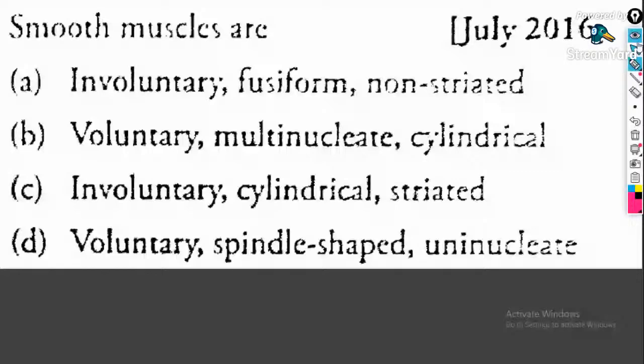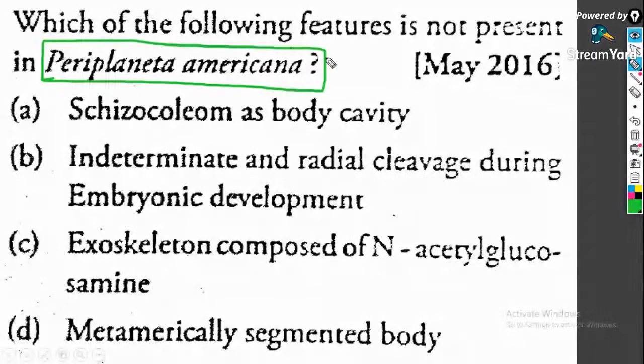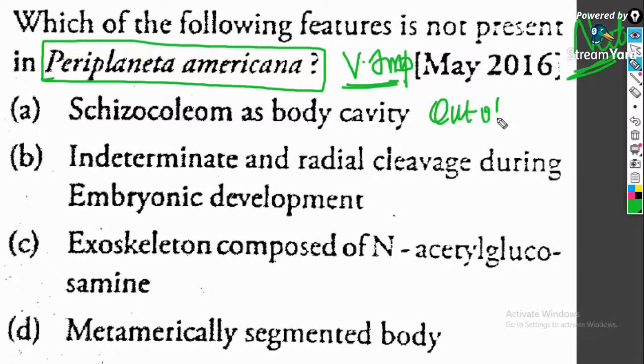Which one of the following is not present in Periplaneta americana? Which one? Very important question. Question from the 2016 NEET paper. Which one of the following factors is not present in Periplaneta americana? This is purely an out of NCERT question.